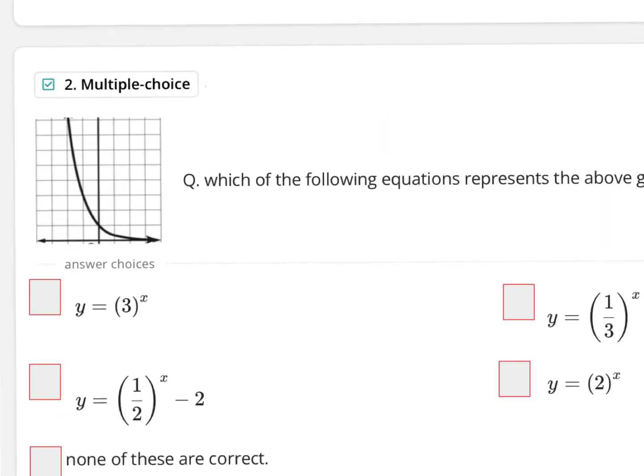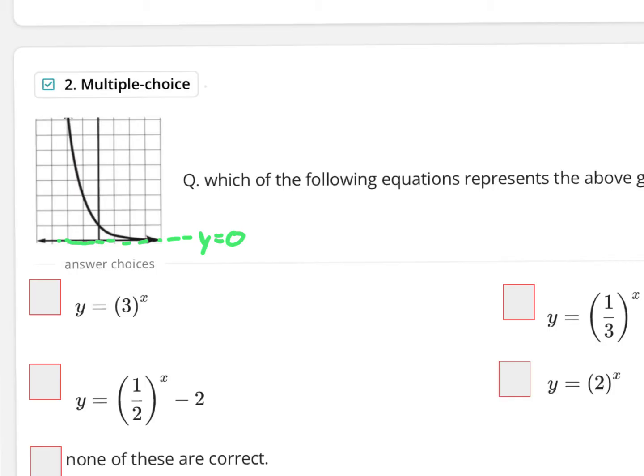Right here we have an exponential function, and if you think about it, from left to right, what is happening? It is decaying infinitely towards the asymptote value. Again, the asymptote line is the horizontal line, y equals whatever it infinitely approaches, which in this case is y equals 0. So it says, which of these following equations represents this exponential decay function?